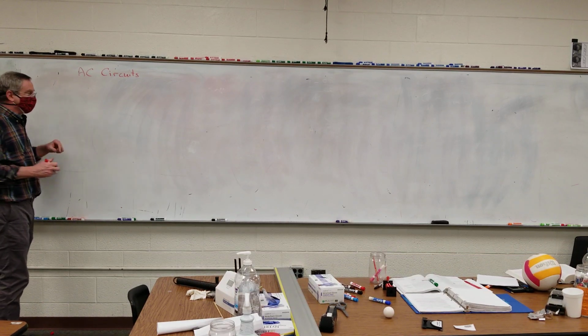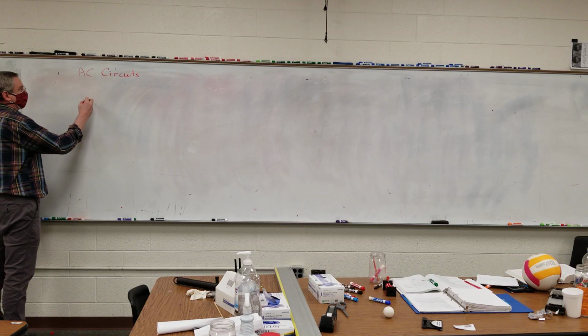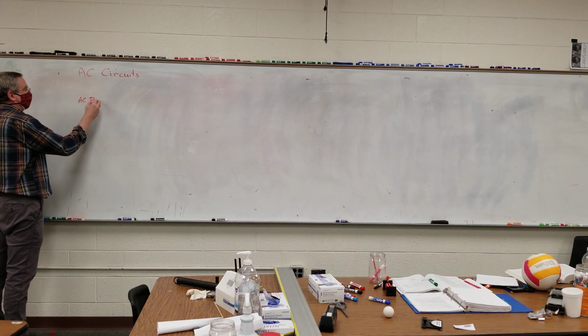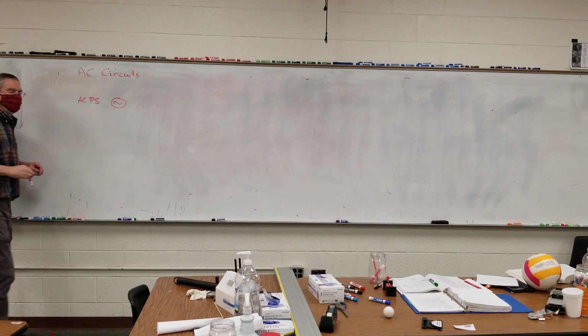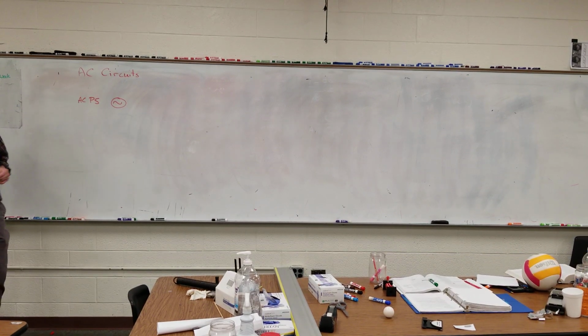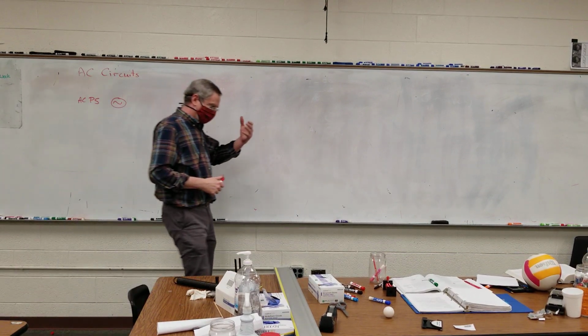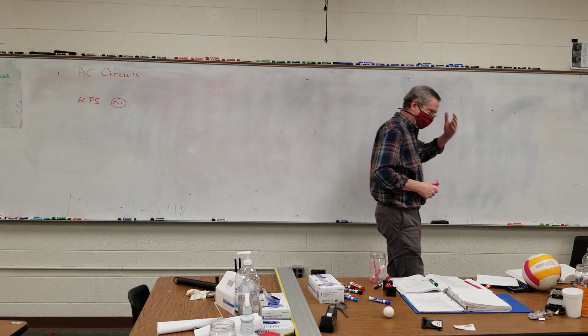All right, so the symbol for an AC power supply is basically a circle with an oscillation back and forth, indicating that voltage and current are both going back and forth.